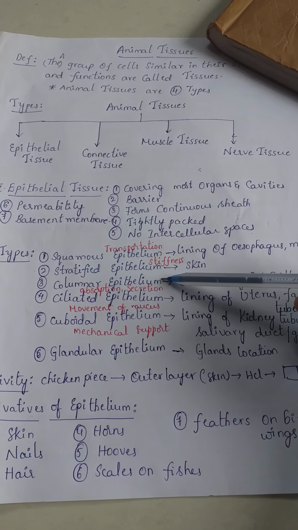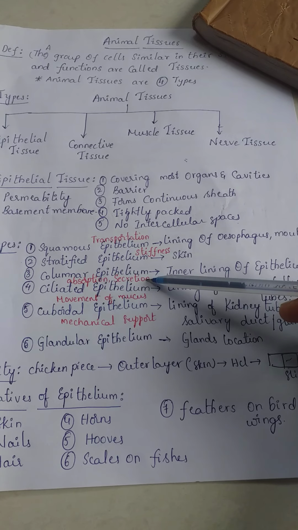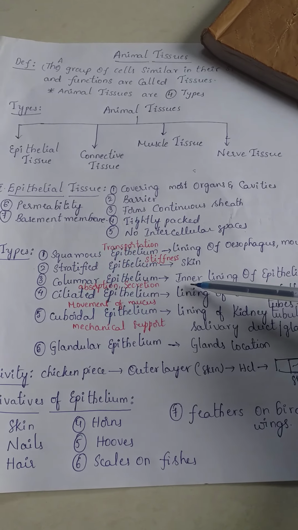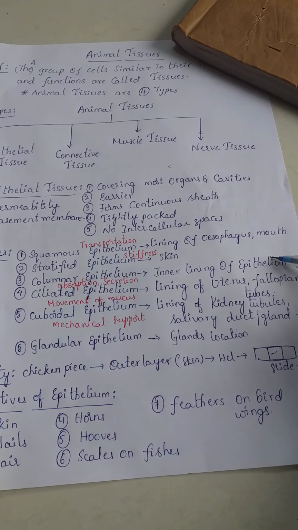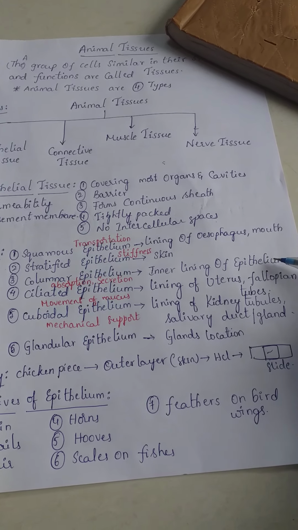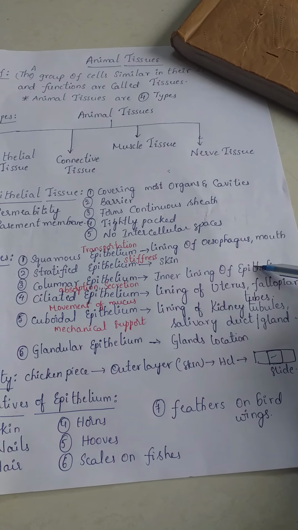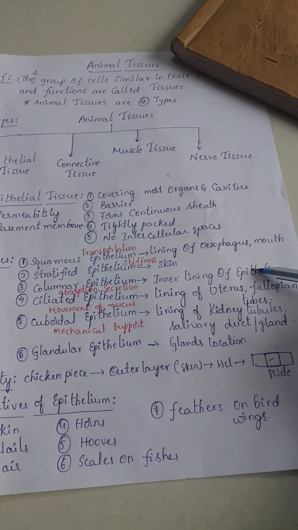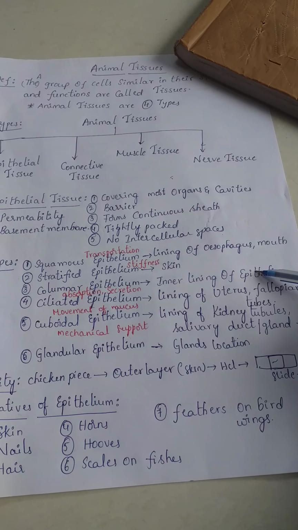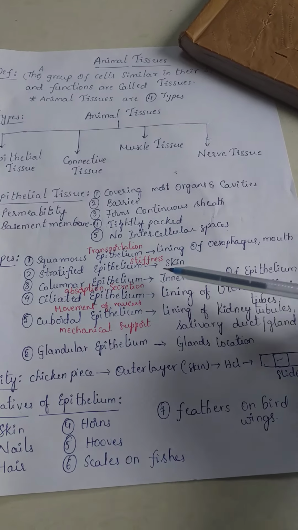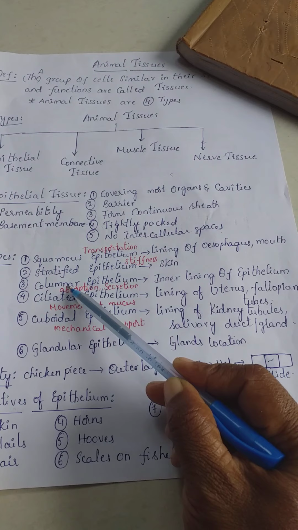Third one is columnar epithelium. This can be seen where absorption and secretion occur in our body. It is commonly the inner lining of the intestine epithelium. Here I forgot to write intestine epithelium. And here absorption and secretion take place. These cells are tall and columnar, meaning pillar like.